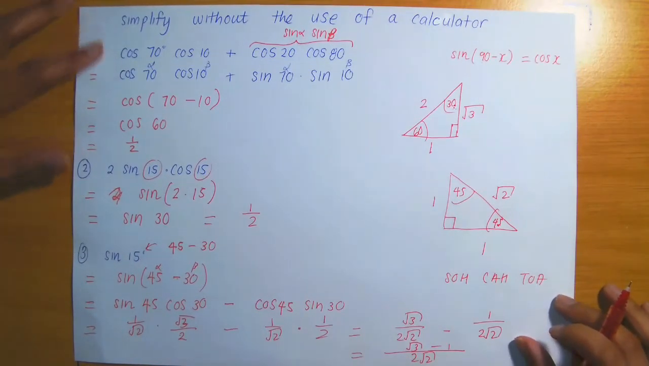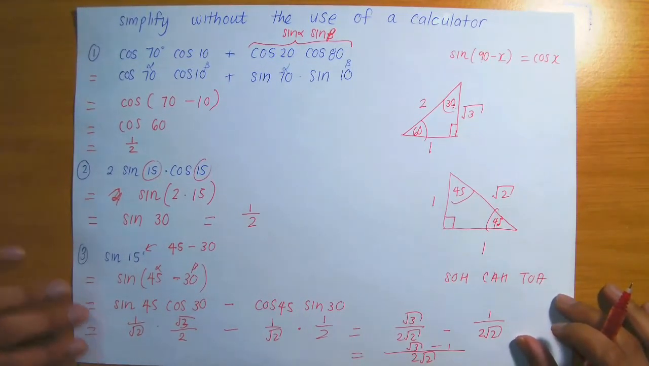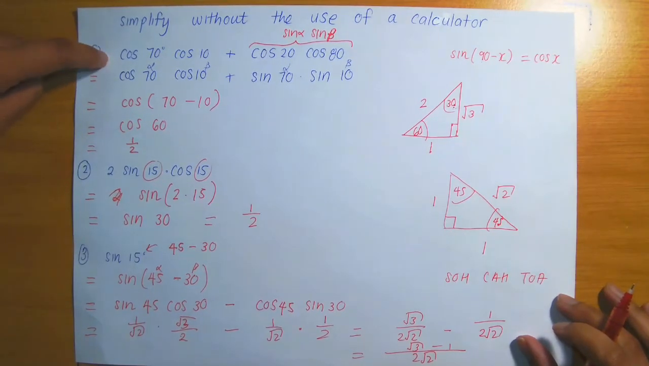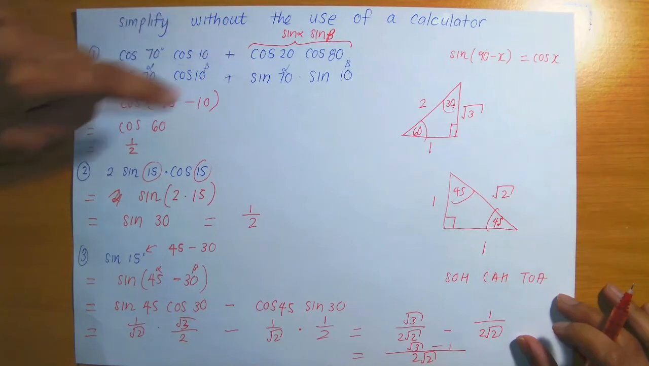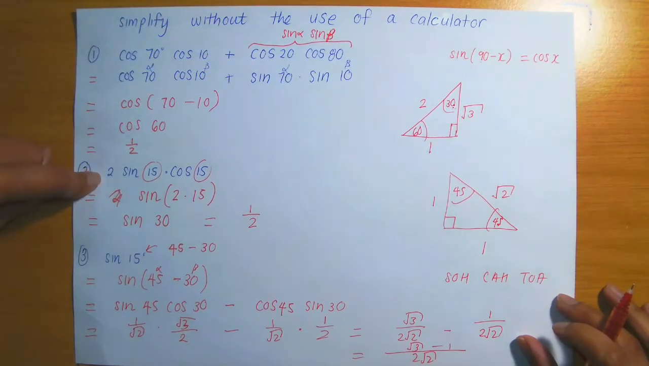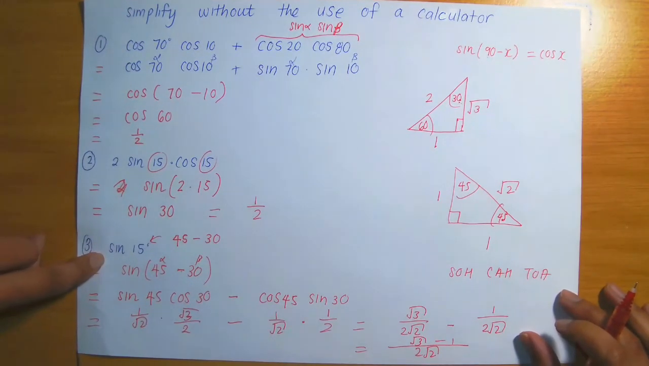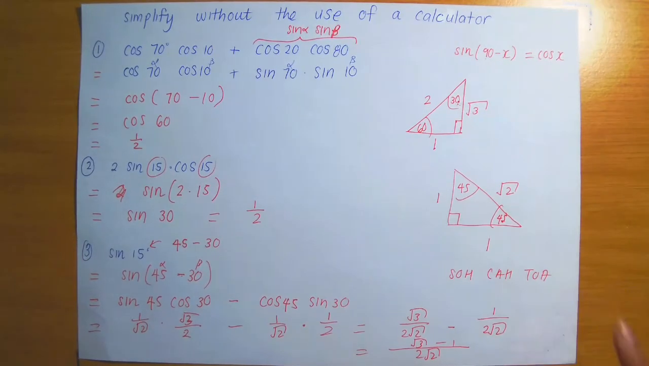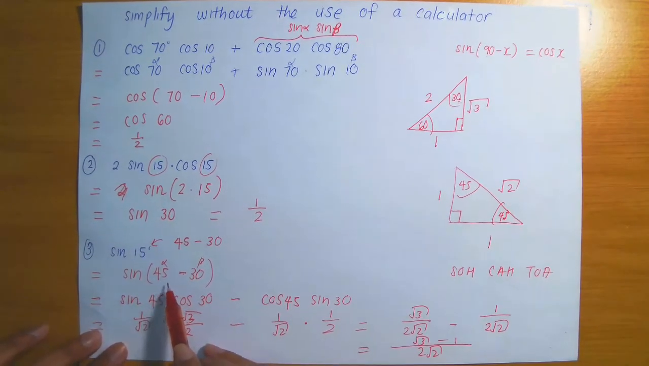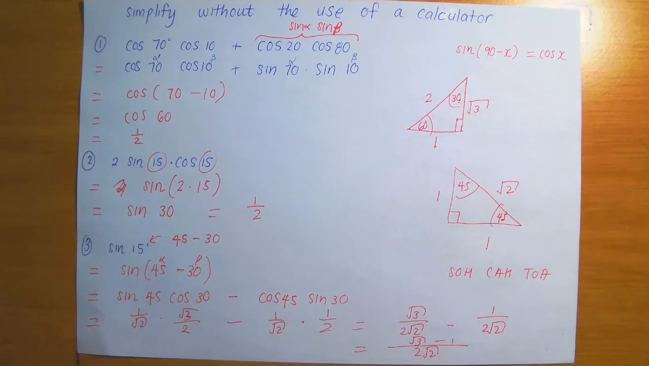So that is how we solve these questions using compound formulae, as we had done there, as well as co-functions, as well as applications of double angles, and once again an application of compound formulae, as well as special angles using our triangles. So this was definitely a mashup of all of the things that we've learned so far.